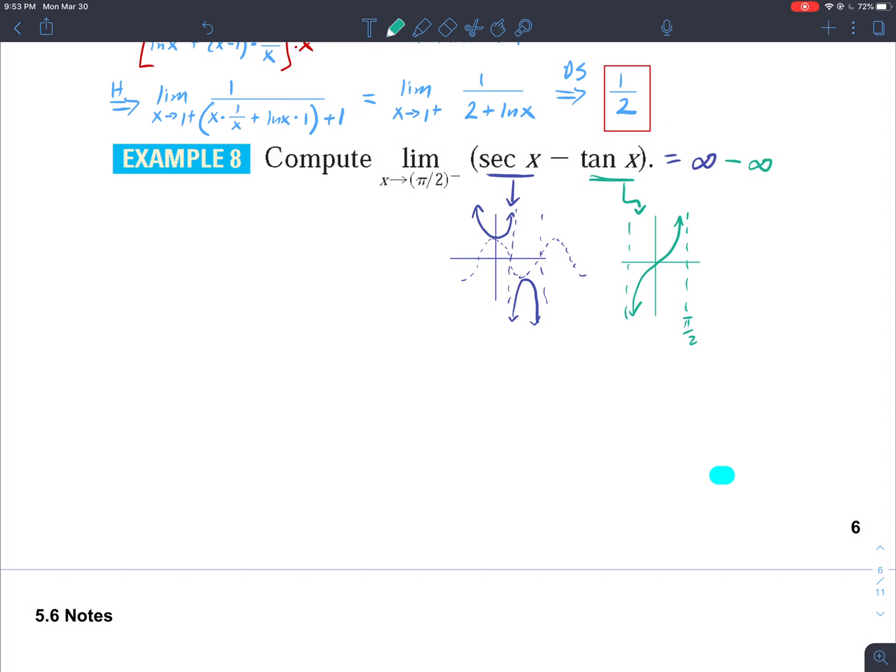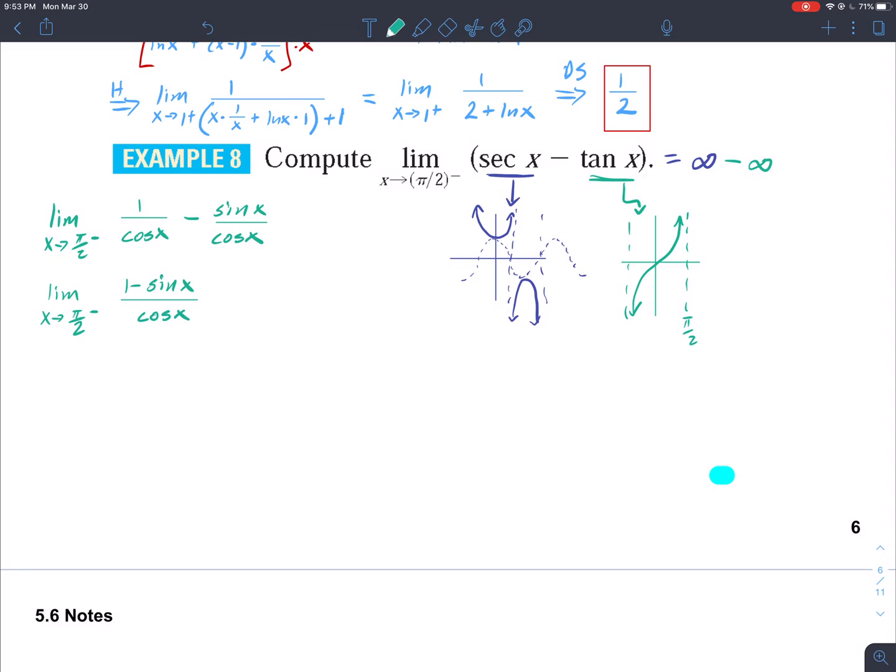All right, so we take a little bit of an algebra approach to this, or you could say a trig identity approach, and we start rewriting our function. Secant is 1 over cosine, and tangent is sine over cosine. All right, so if I piece that together, I'm really looking at 1 minus sine over cosine.